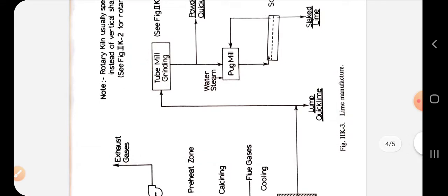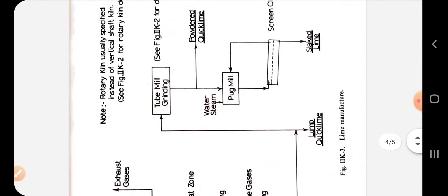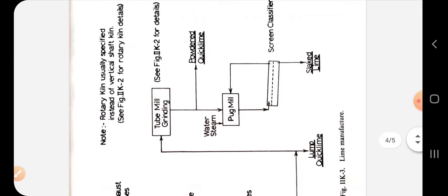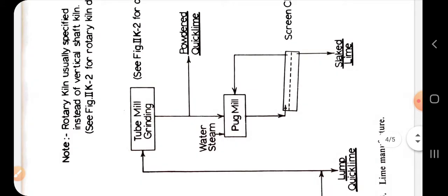And steam under pressure is used here to increase the speed, to rapidly convert MgO where lime is used. Over here we are talking about the steam that we are introducing into the pug mill.